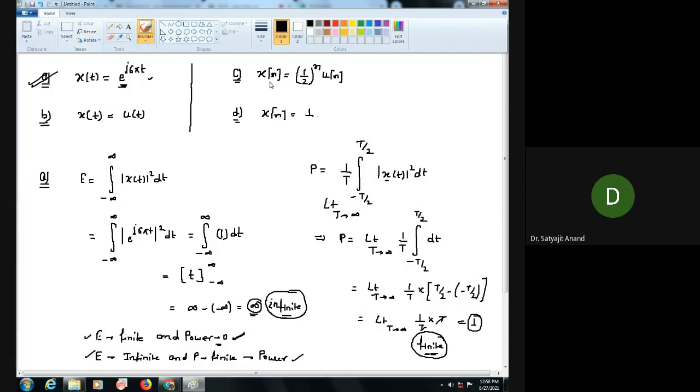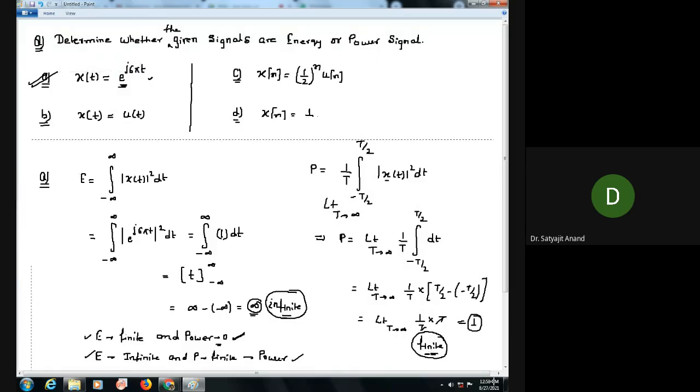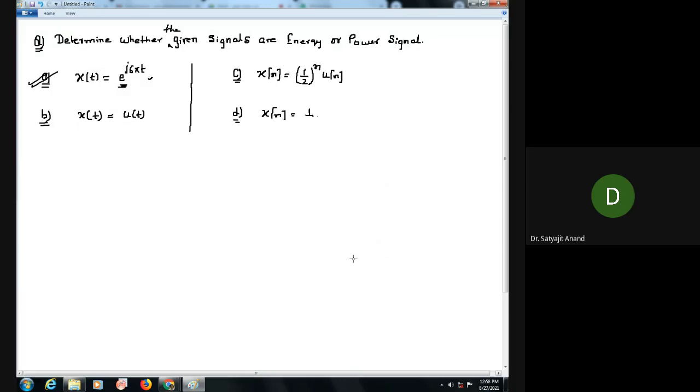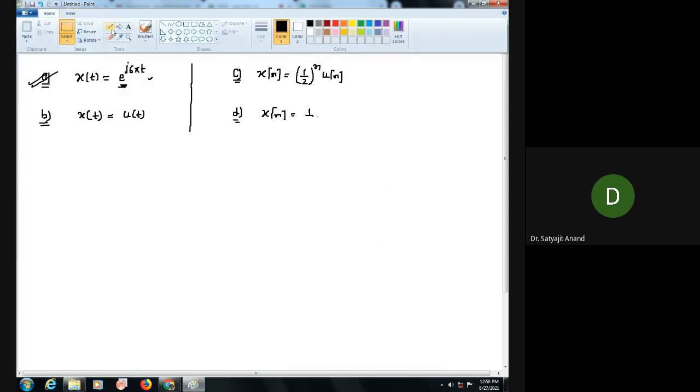Now, in the same way you can solve part B. I'm leaving it for you to complete. What you have to apply is simply to put u(t) here. What is the u(t) value? Let me solve it, students, so that you may not have any confusion. Let me solve both to avoid any kind of confusion. Wait a minute, let me complete all four.